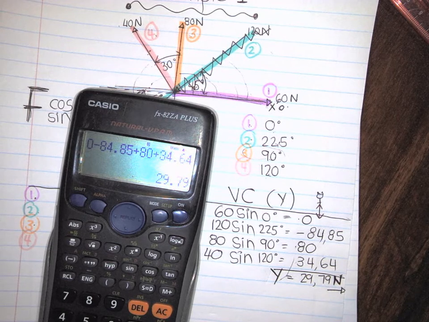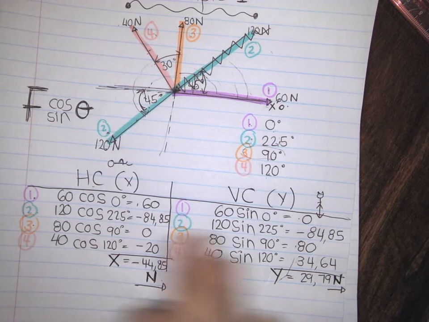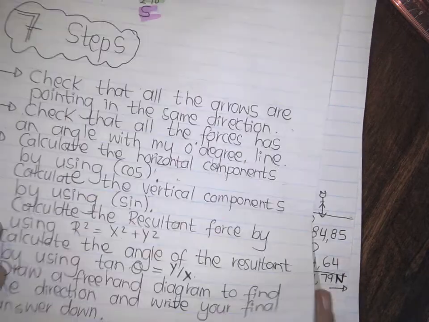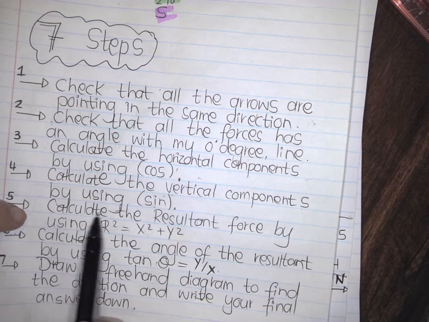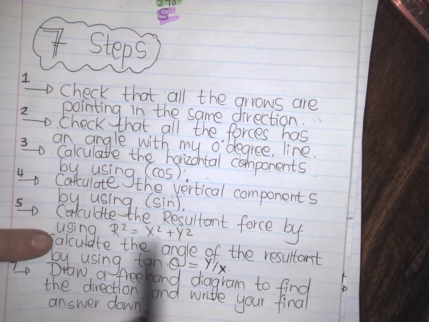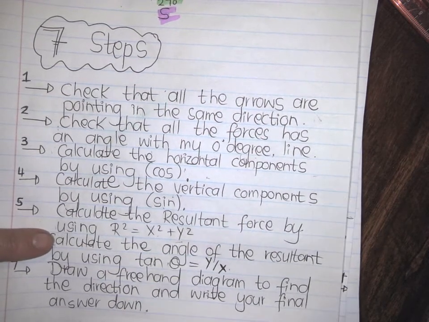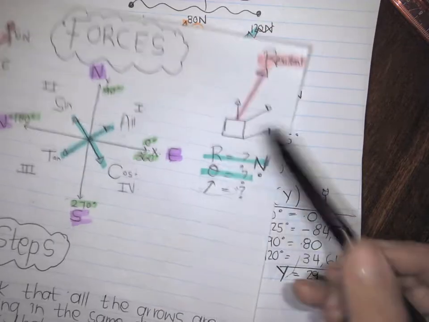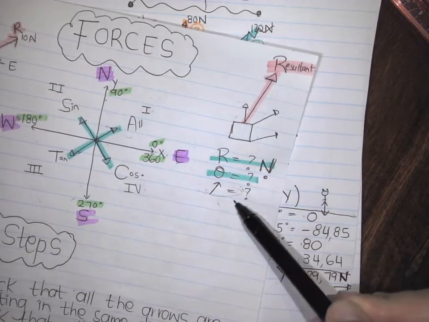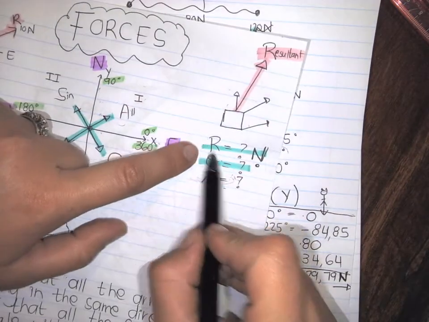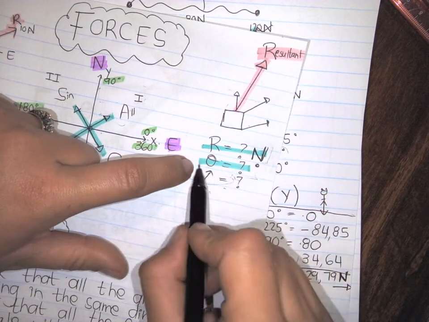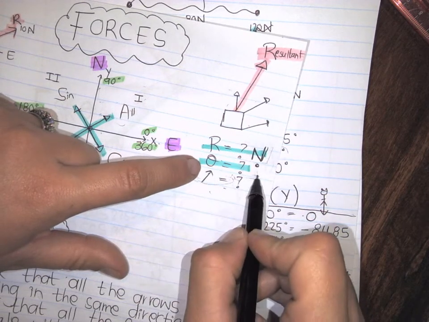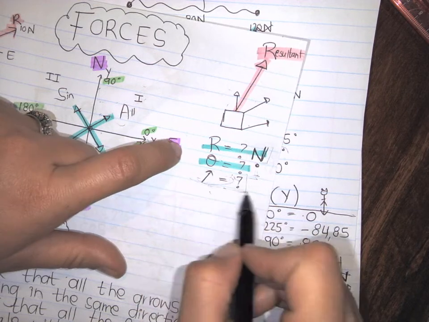Okay, so now we have our x and our y. So we calculated our horizontal and vertical components. Step number 5, we have to calculate the resultant force by using Pythagoras. So remember, the whole part of this is to get the 3 parts of my resultant force. Number 1, I need the size of the resultant force. Number 2, I need the angle that it's working at. And then number 3, I need the direction that it's working at.